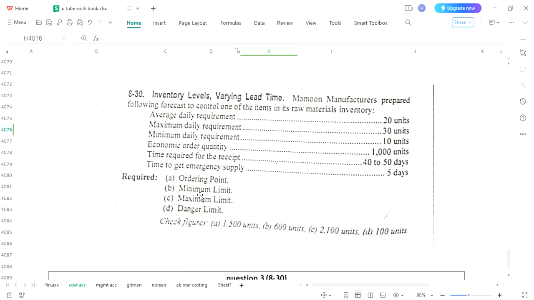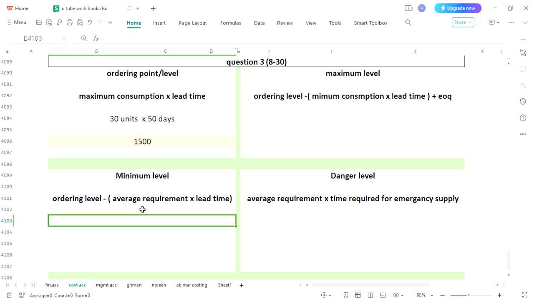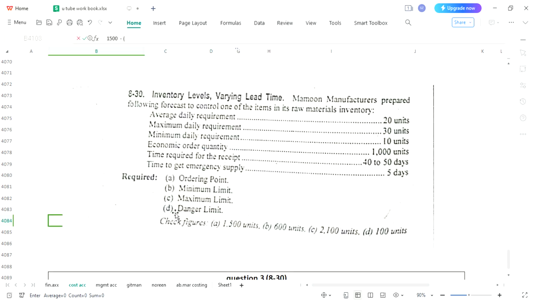Next requirement is minimum. Here we have our minimum requirement. For this we need to put ordering level, and you can see ordering level has already been calculated. Its answer was 1500. So directly you can put 1500. Please follow this formula. Then you need to put minus, bracket start, and then average requirement. For this, go to your question.